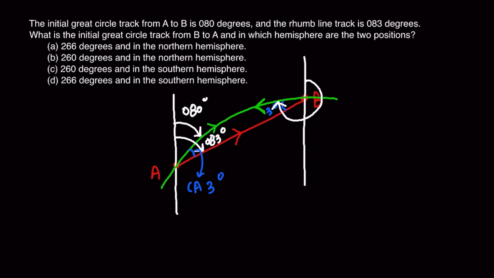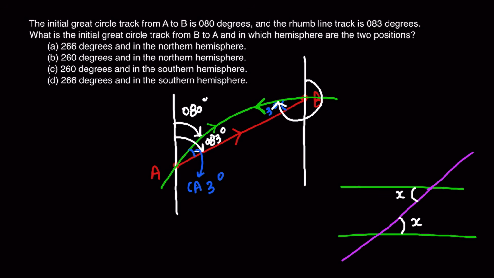Now I was talking about a property of parallel lines earlier. So that property says that if there are any two parallel lines, and let's say this line is cutting across the two parallel lines, so this angle and this angle will be equal. If this is x, this will also be x. This property is known as alternate interior angles. Okay, now I'll use the same property in this diagram.